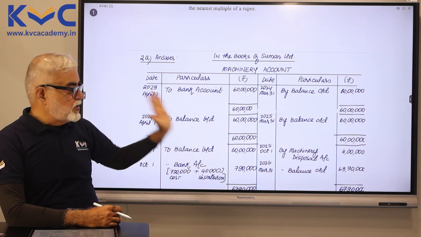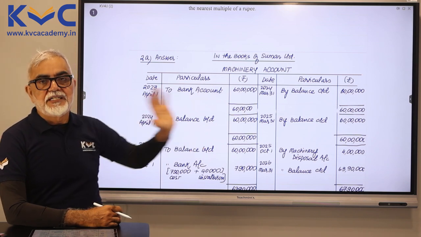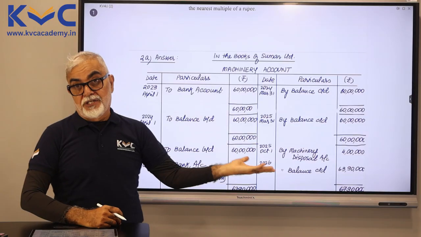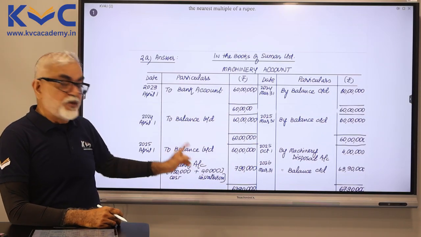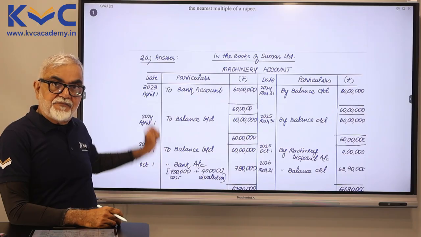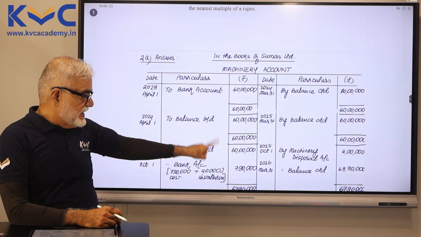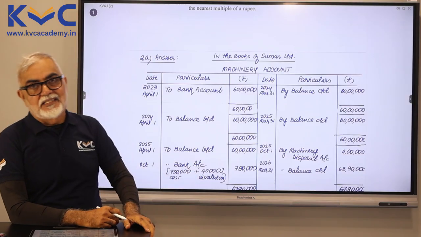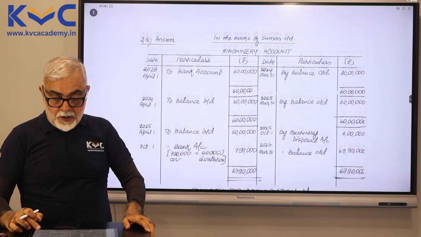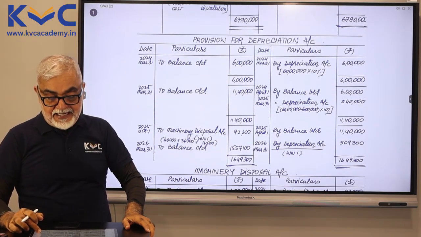By machinery disposal, 4 lakh. The cost of machine worth 4 lakh was auctioned, so that goes on the credit side. On the same day, to bank, you bought a new machine, 7 lakh 50 plus 40,000 installation. Therefore, the balance is 63.90 on a cost basis. Then we talk about provision for depreciation.